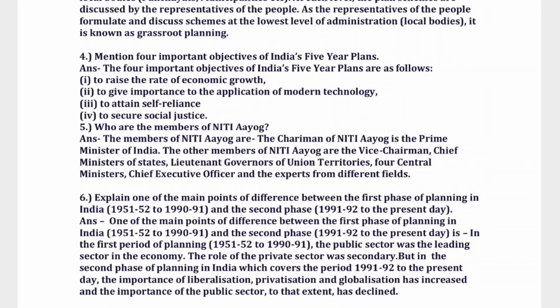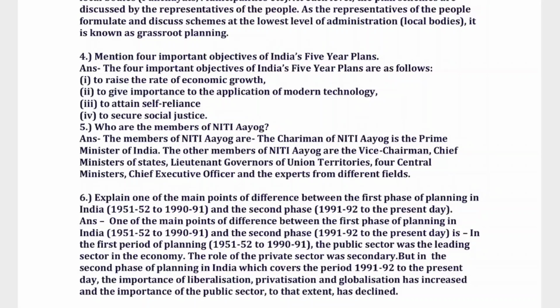Question number 4, mention 4 important objectives of India's 5-year plans. Answer, the 4 important objectives of India's 5-year plans are as follows. Number 1, to raise the rate of economic growth. Number 2, to give importance to the application of modern technology. Number 3, to attain self-reliance. Number 4, to secure social justice.